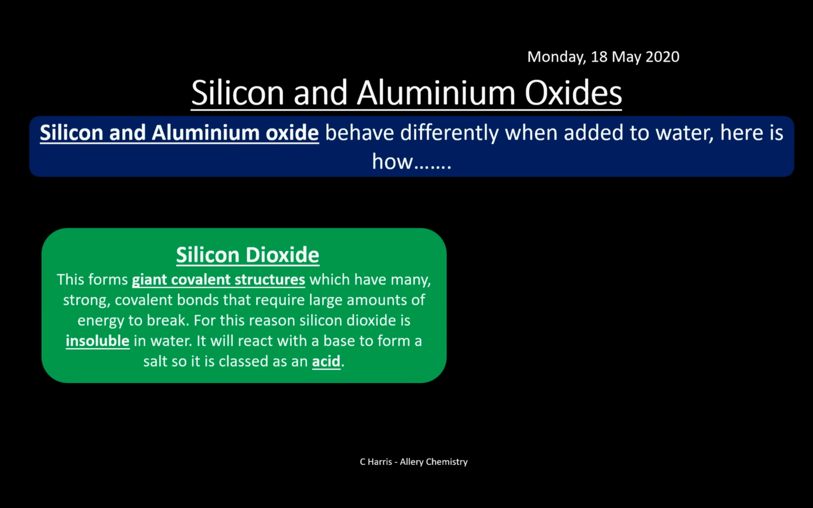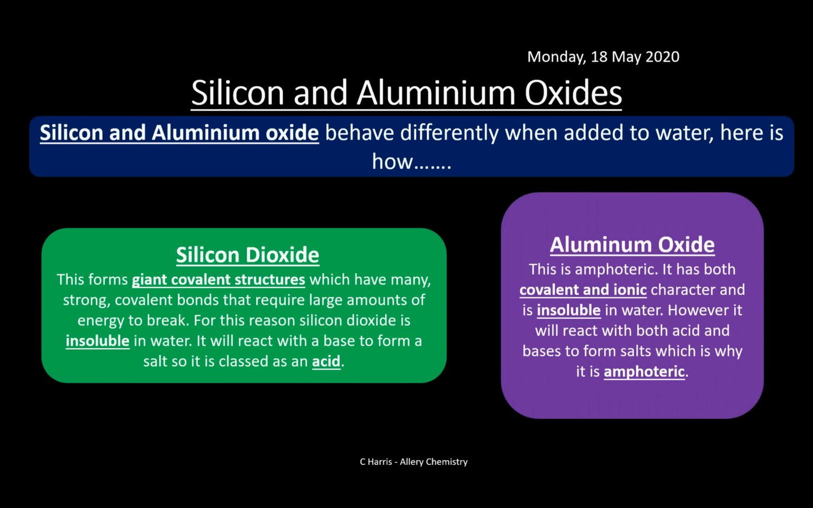Now, think about it. Silicon dioxide is the main structure of sand. So if you put sand into water, it doesn't dissolve. Thankfully, there are no beaches left. But you can see here, this is the reason why silicon dioxide doesn't form acidic or basic solutions. But we can class silicon dioxide as an acid because it will react with a base to form a salt. So it's technically an acid, but it's just insoluble in water.